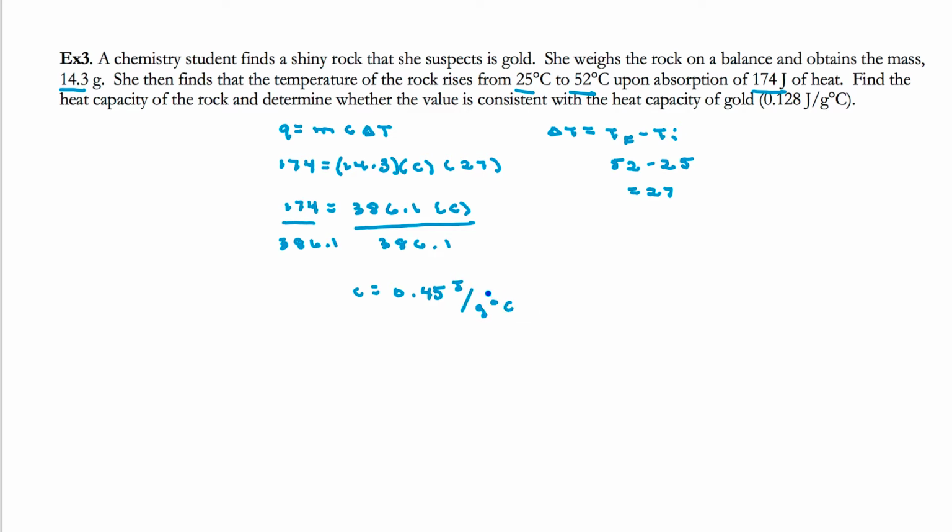It says, determine whether the value is consistent with the heat capacity of gold. So the heat capacity of gold is 0.128. This is the heat capacity that I calculated, so it is not consistent. So this is one of the uses of your specific heat. You can determine the identity of a substance or rule out the identity of a substance by measuring the change in temperature, knowing how much heat is involved. You can therefore determine the heat capacity and compare it with known values to figure out what the substance is. So here, I know that this substance is not gold because its specific heat does not match up with that of gold.